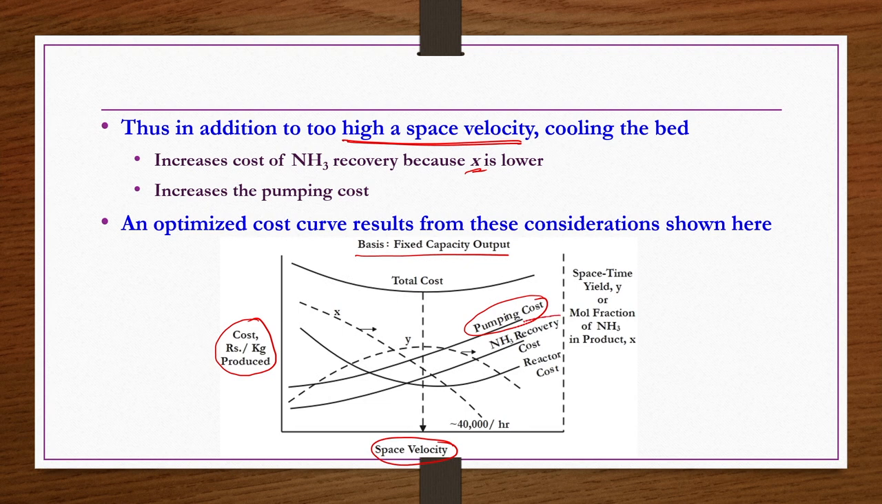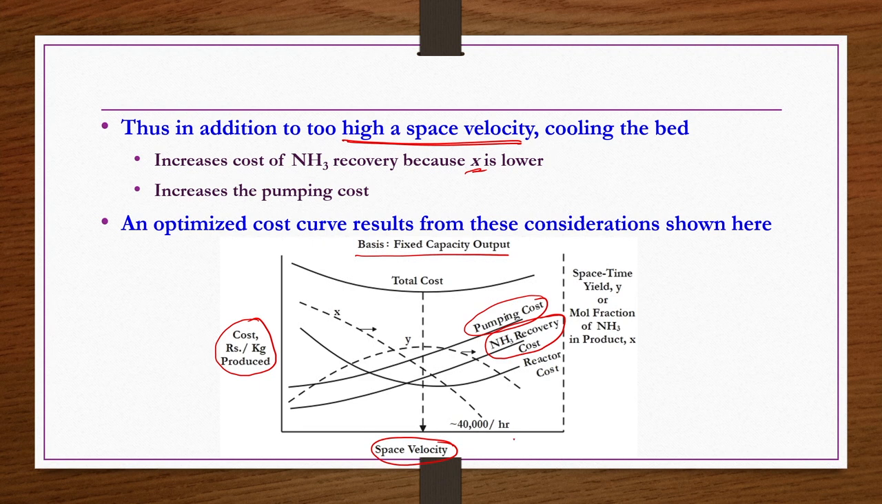Similarly, the ammonia recovery cost changes because ammonia is present in small fractions only in the exit gas. We have seen that in a single pass up to 8% conversion takes place, 8 to 10% or even less. So if you increase the space velocity, the recovery cost would also increase. The reactor cost decreases with respect to space velocity and then further increases. When you add these together, the total cost is found to decrease with space velocity up to a certain value, then it increases again.